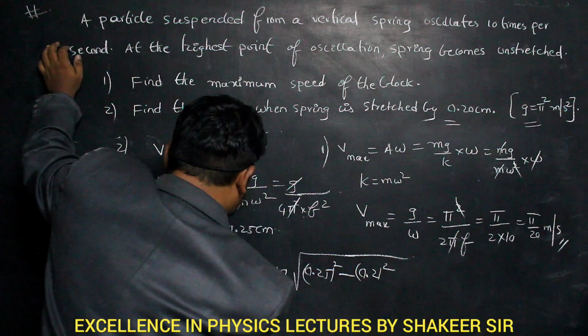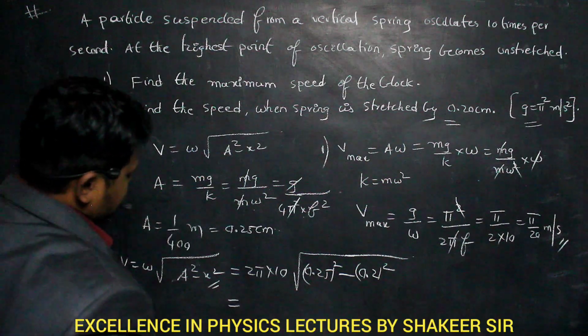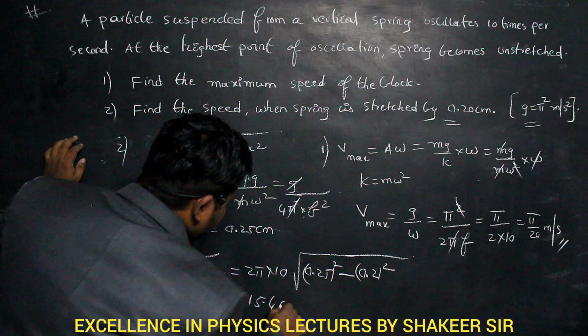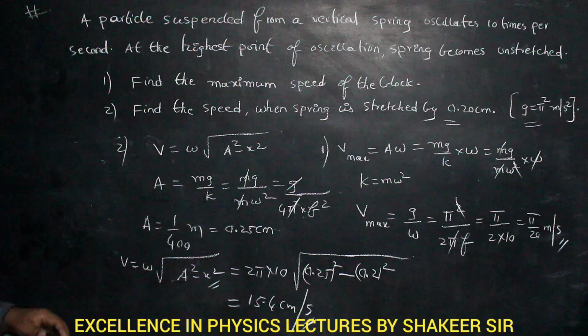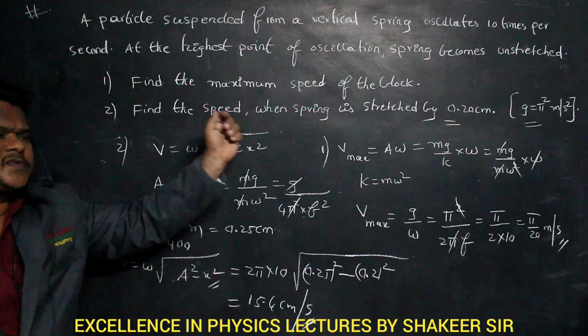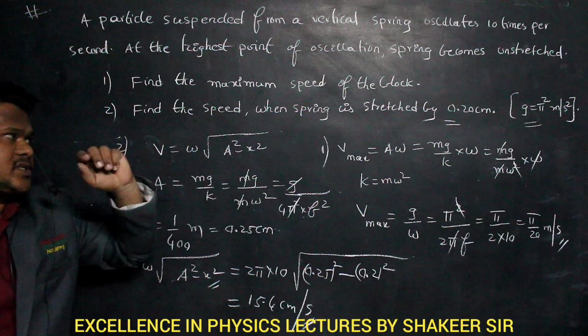If I do this calculation in total, the answer you should get is 15.4 centimeters per second. So this is the answer for the velocity of the particle when it is at a position of 0.2 centimeters from the mean position. Clear?